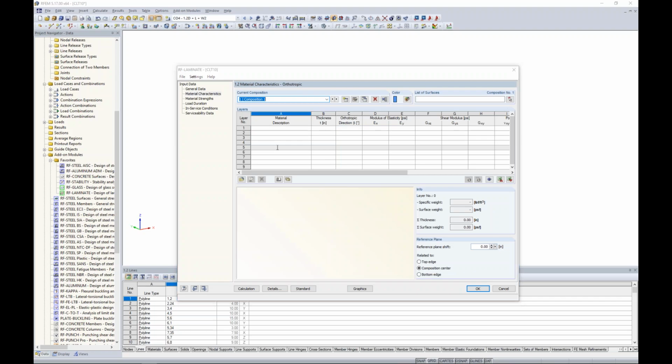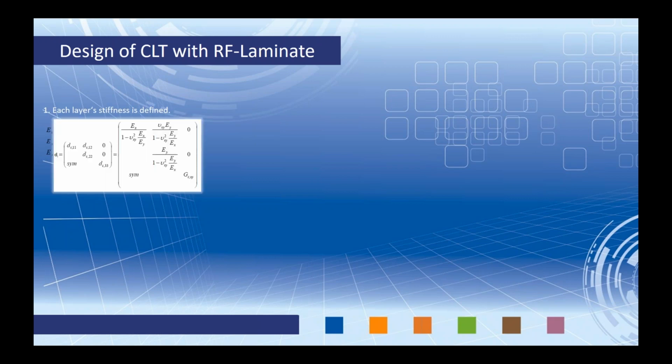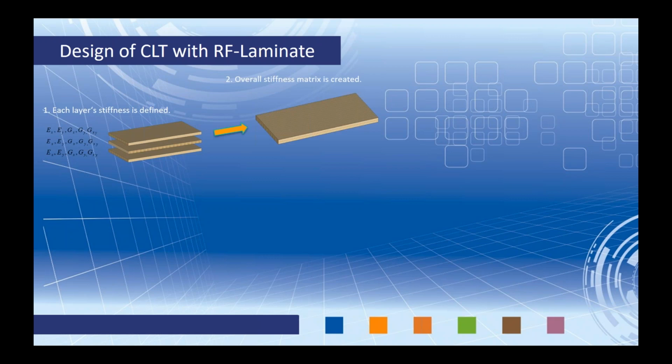And this is where I want to go back to the PowerPoint here to explain what's going on behind the scenes. So with RF-Laminate, as I just mentioned, we're going to define each individual layer of that panel. Now, each panel has its own stiffness matrix. So what the program will automatically do for us once we have filled in all of the layers, it will generate an overall stiffness matrix.